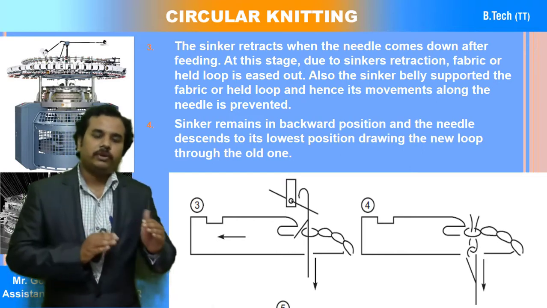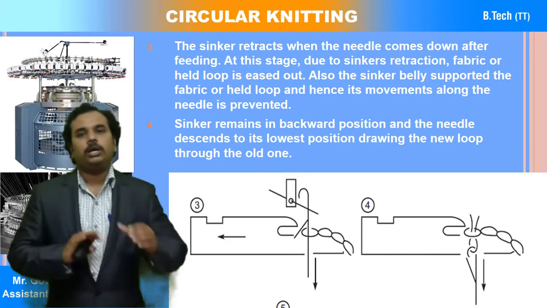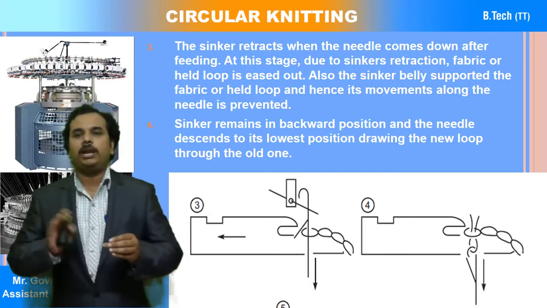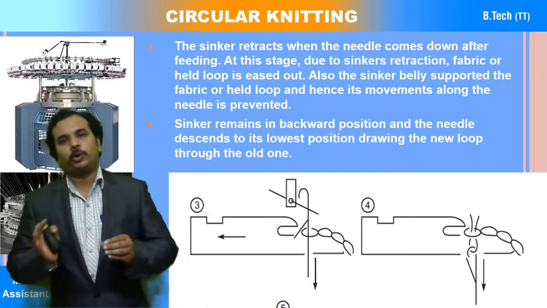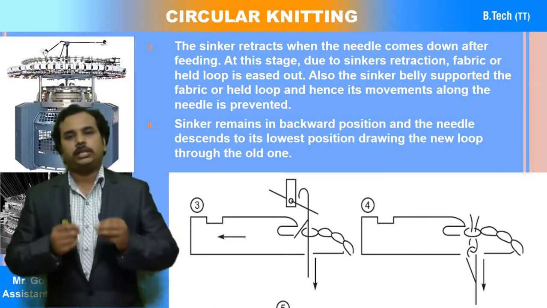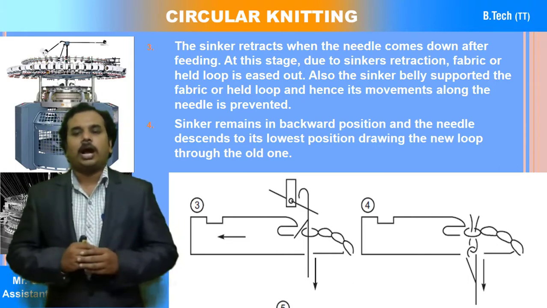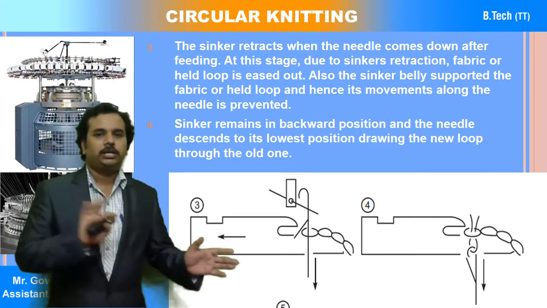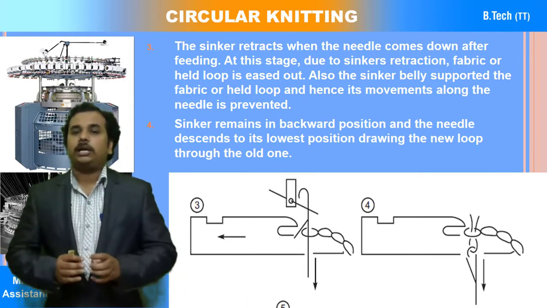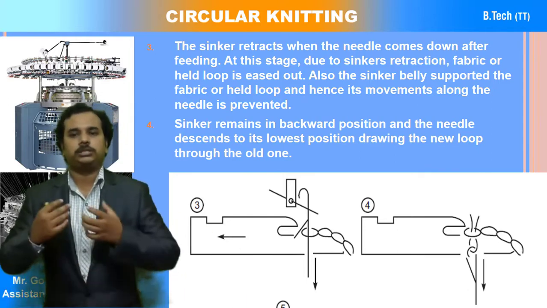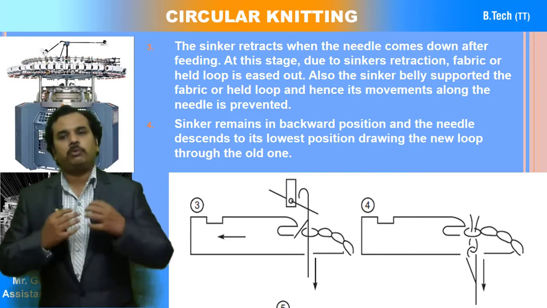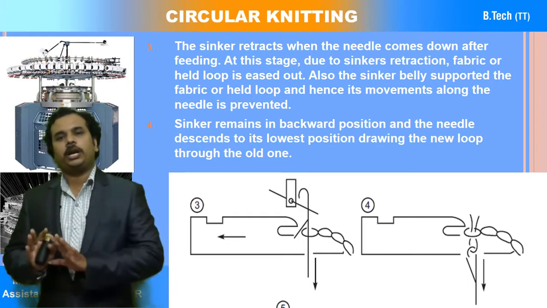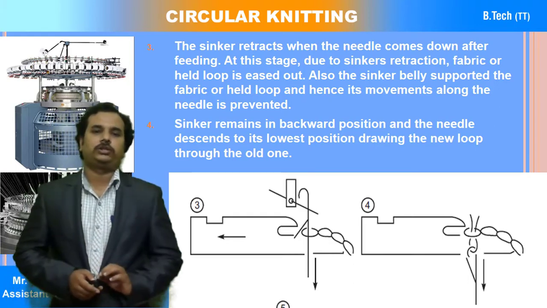If the sinker is moving back, because of the sinker part, the belly part is going to support the fabric. So in that case the fabric is supported by the belly. And again in the fourth case, the sinker remains in the same backward position and the needle is lowering down, that is knocking over, and through the old loop a new loop is forming. So still the sinker belly is supporting the old loops. That is the fourth stage.